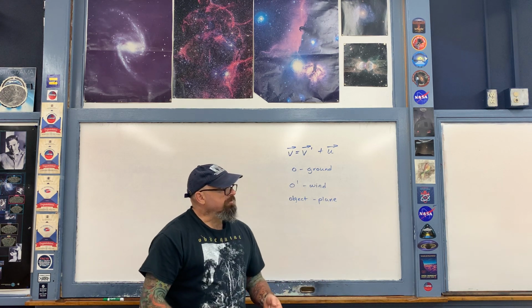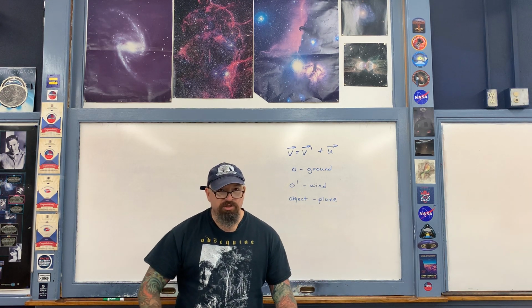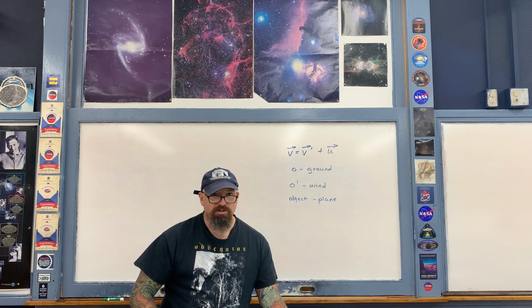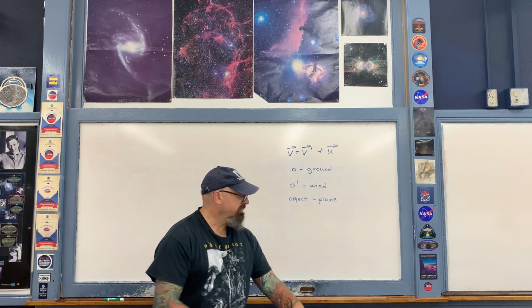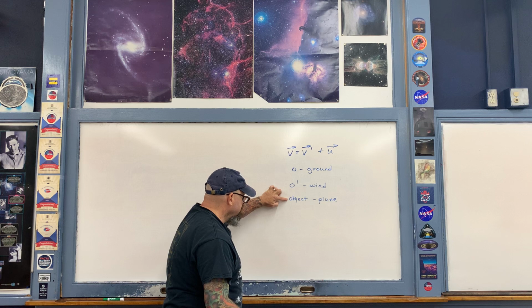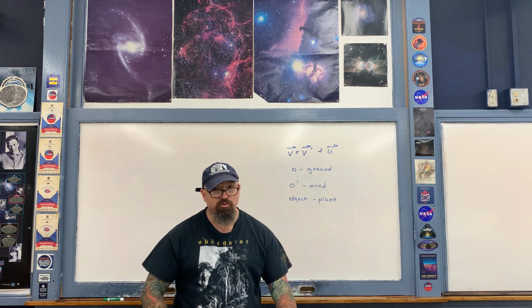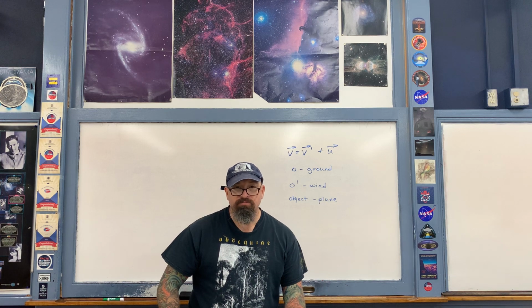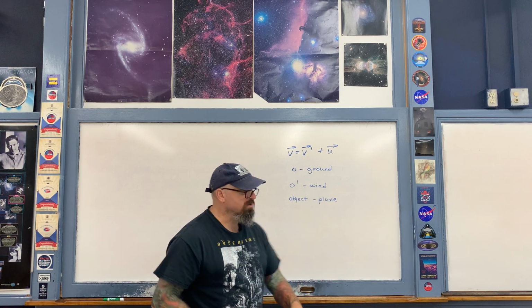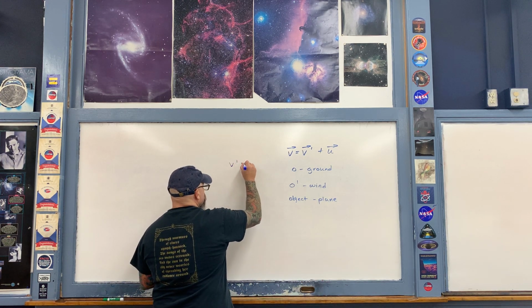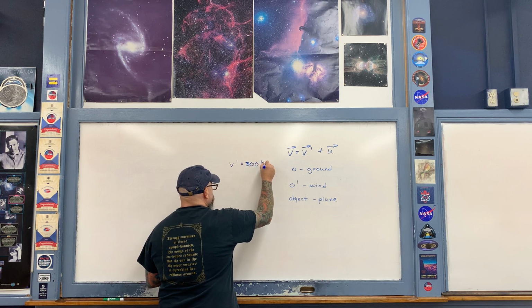Okay, and then it says that the plane has an airspeed. The word airspeed is a term that is used in aviation, and it specifically refers to the speed of the plane, the object, with respect to the air, the wind, which is the moving reference frame O prime. So what we're given is the magnitude of the V prime vector. The V prime vector's magnitude is 300 kilometers per hour.